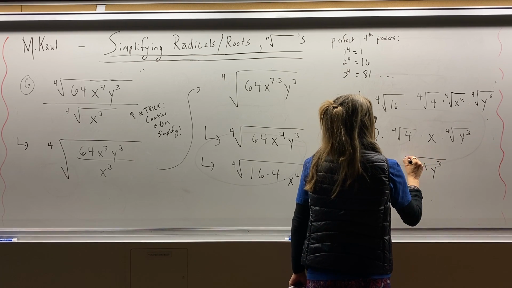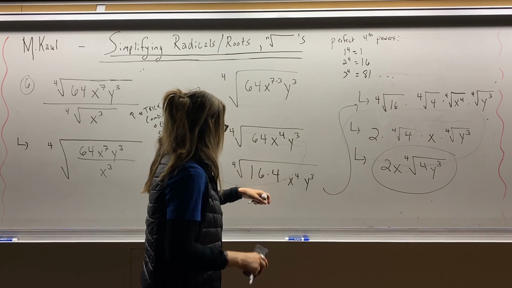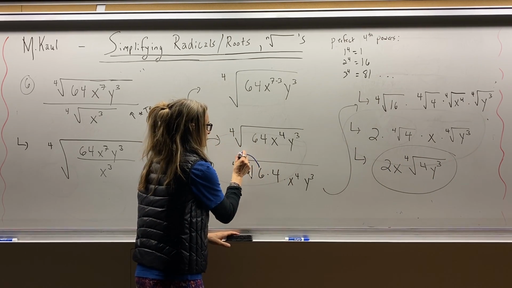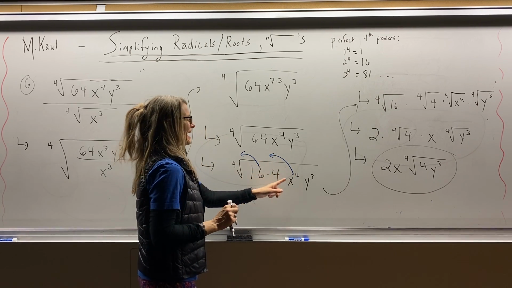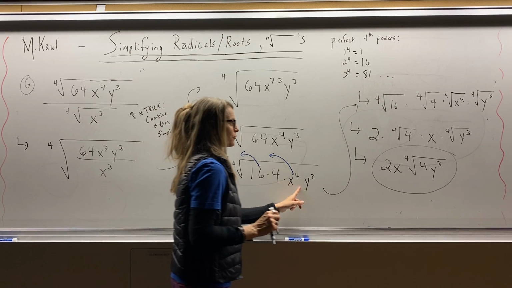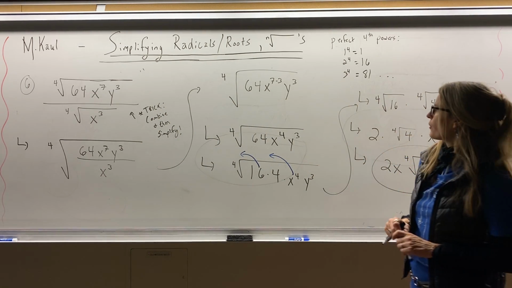Okay. Or you could have just gone ahead and extracted this 4, extracted this x, 2x, and then you're left over with the 4y cubed underneath. All right, so we'll be back and we'll do a few more.